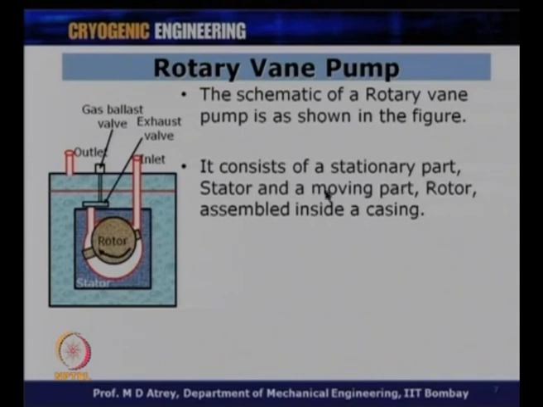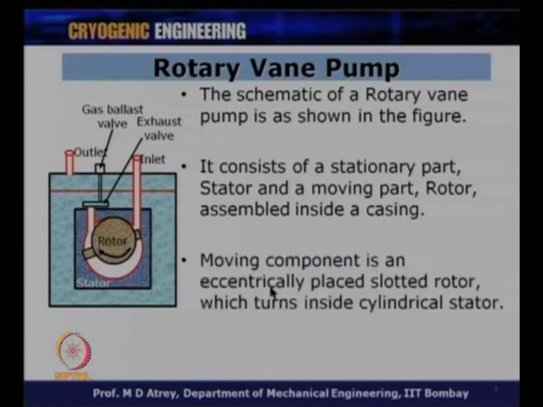So, it consists of a stationary part, stator, and a moving part, rotor, assembled inside the casing. So, this is the casing to which we call the stator, and this rotor is attached to a motor which will rotate it, but you can see this rotor is placed a little eccentrically. All right. So, this is what constitutes a rotary pump.